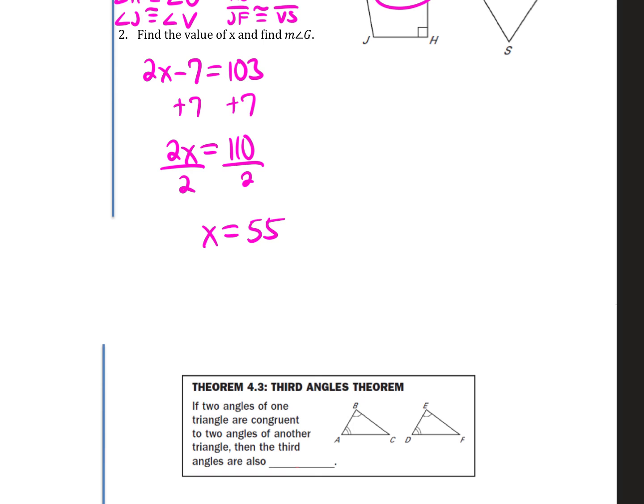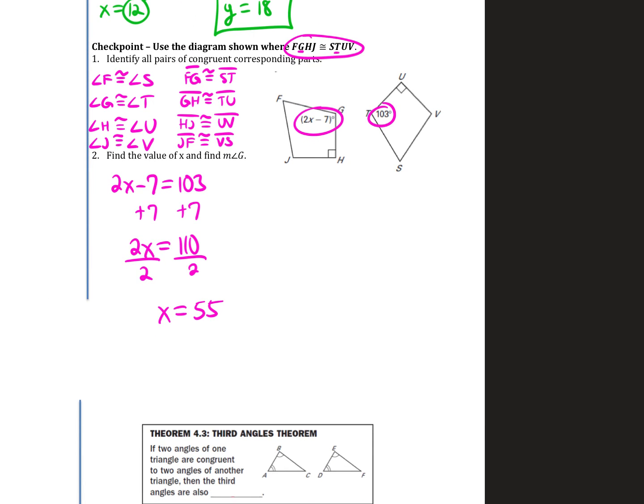And we got to solve for measure of angle G. Well, here's actually a shortcut. So we know x is 55. But if this is 103, what's this have to be over here?